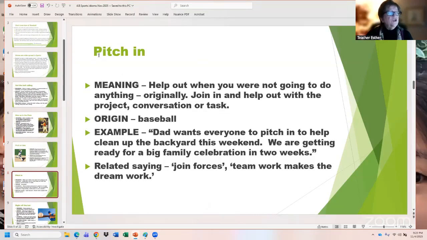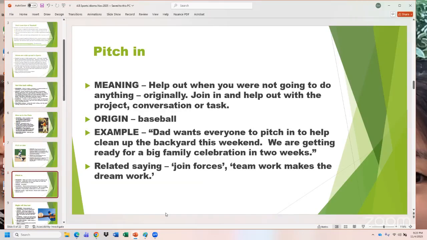Okay, pitch in. Swan, would you like to read this one? Yes. Pitch in, meaning help out when you were not going to do anything, originally joined in and help out with the project, conversation, or task. Origin, baseball. Example, Dad wants everyone to pitch in to help clean up the backyard this weekend. We are getting ready for a big family celebration in 2 weeks. Related saying, join forces, teamwork makes the dream work.